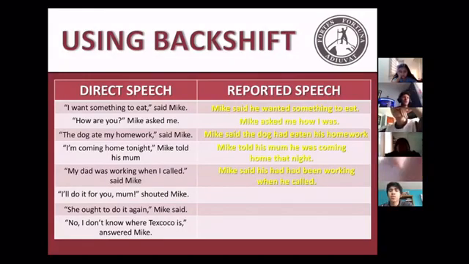"I'll do it for you, Mum," shouted Mike. So this is future. Remember, if you look at the contraction at the start, I'll is I will. So do you remember what will changes to in the back shift? Remember that will changes to would. Mike shouted to, to who? Who's he shouting to? His mum. Thank you, Diego. Okay, and what did he shout to his mum? Remember that will changes to would, which we can also contract to a D. Mike shouted to his mum that he would do it, or he'd do it.